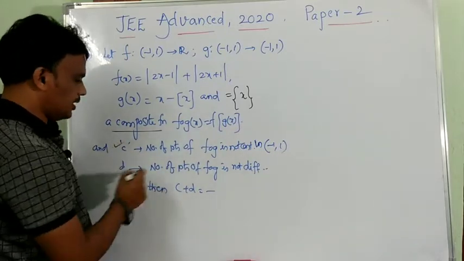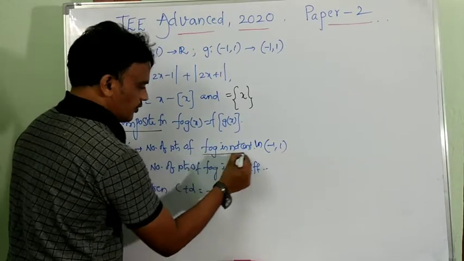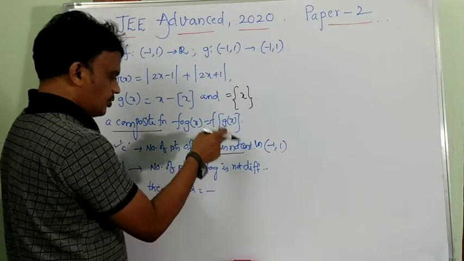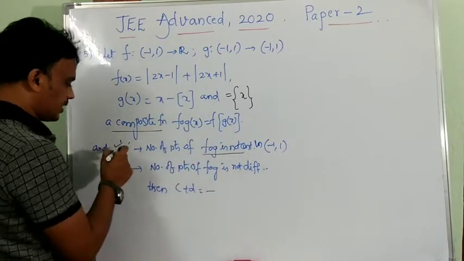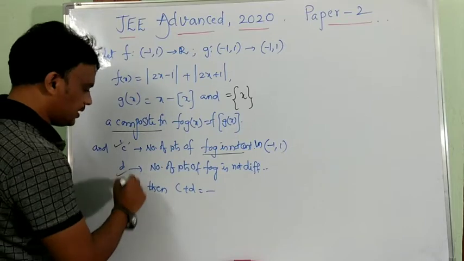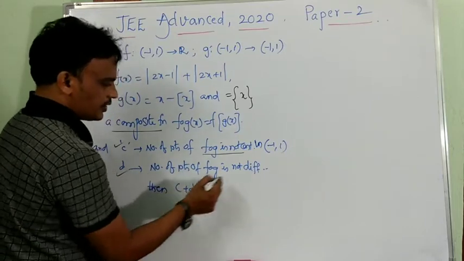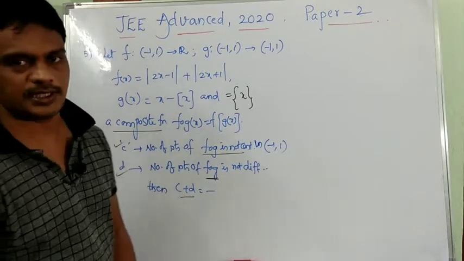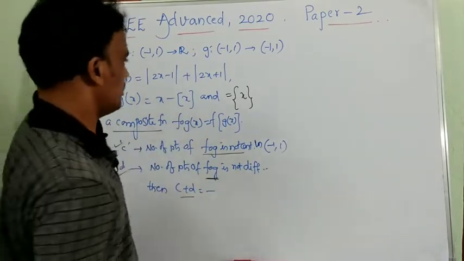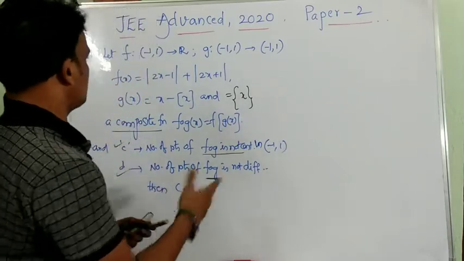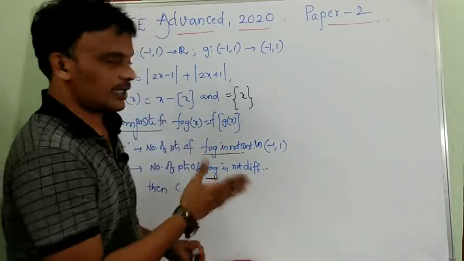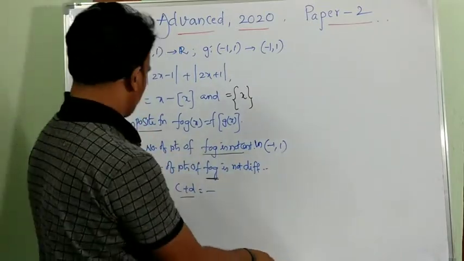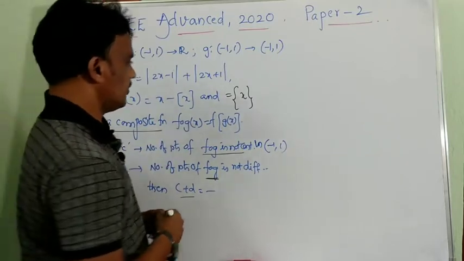Let small c be the number of points where the composite function is not continuous in the interval. How many points is it not continuous at? So the number of points you can take as c. And d be the number of points where that composite function is not differentiable. Then finally we are going to find c plus d. First of all, it will be easy if we draw the actual graph of f of x and g of x. First of all, please define that function f circle g of x.